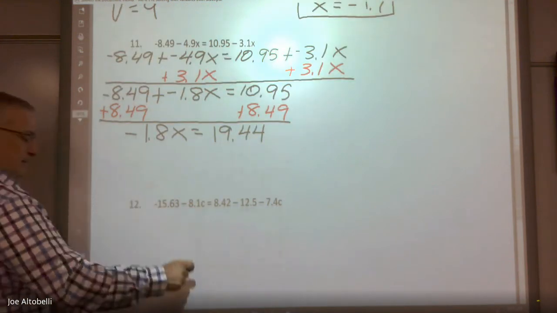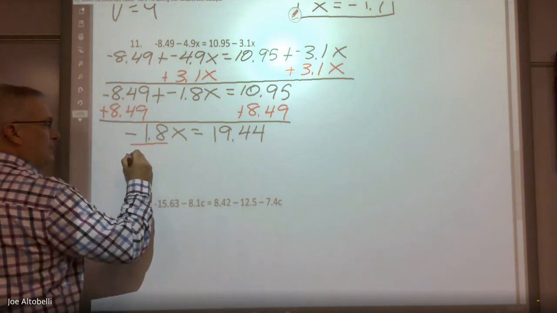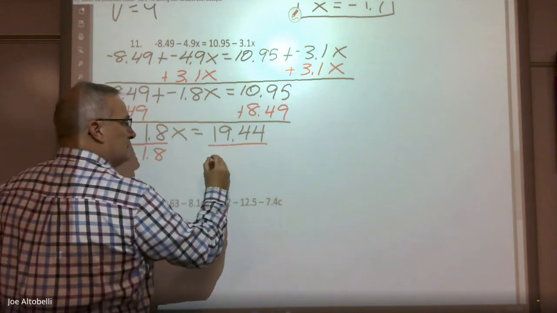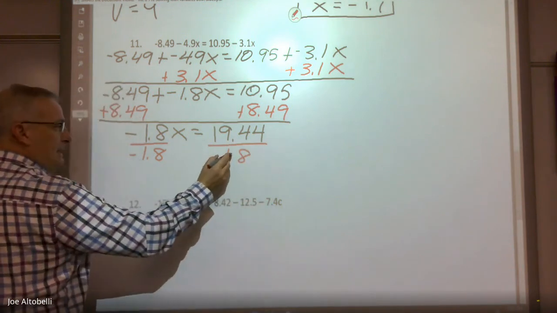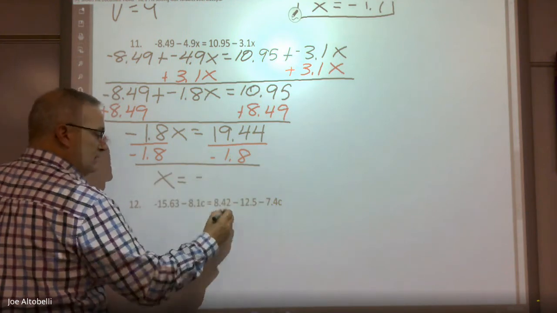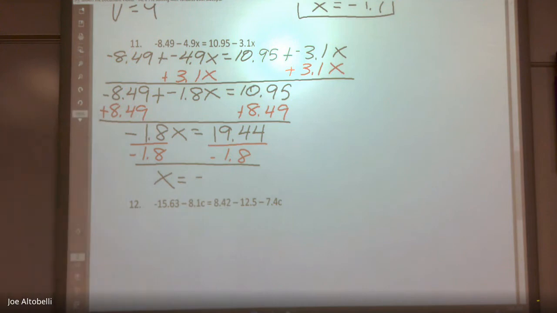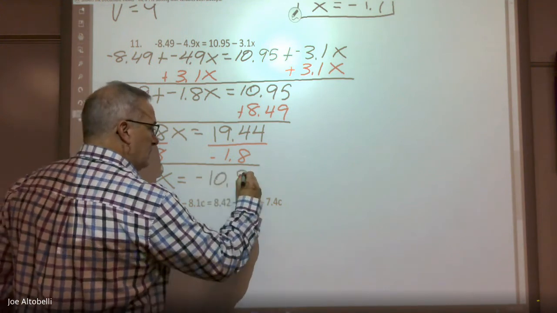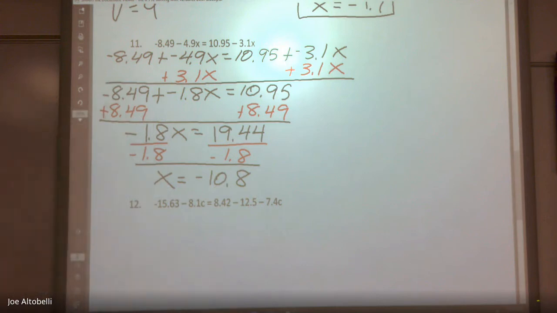Then my last step is divide by the negative 1.8. Remember, this has to be a negative here. So you're going to divide by a negative. So when you do this, you're going to get x equals a negative value. 19.44 divided by, and I get 10.8, so it's a negative 10.8. Questions?